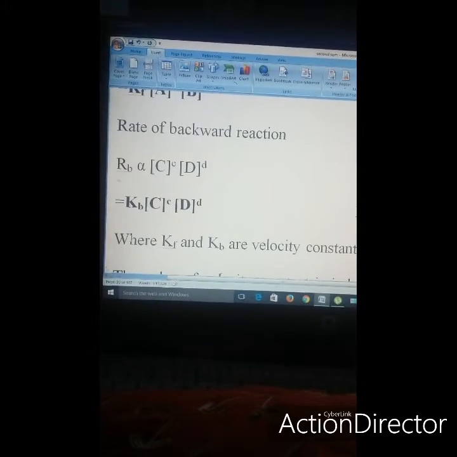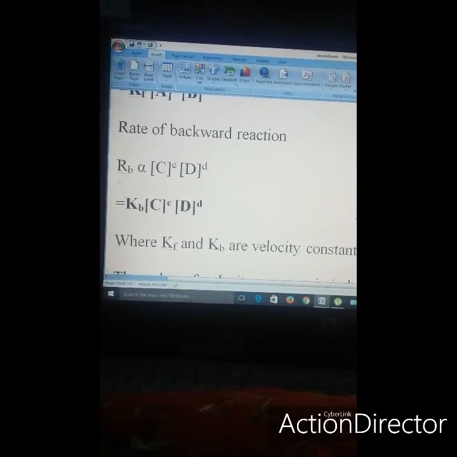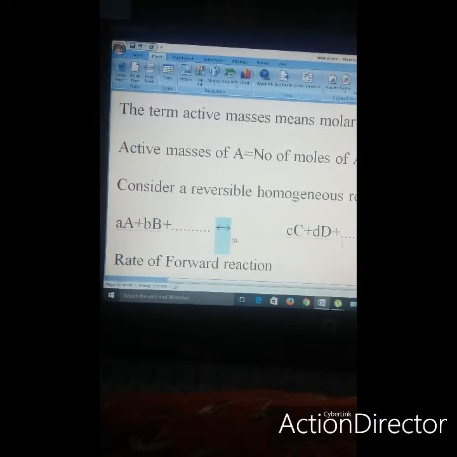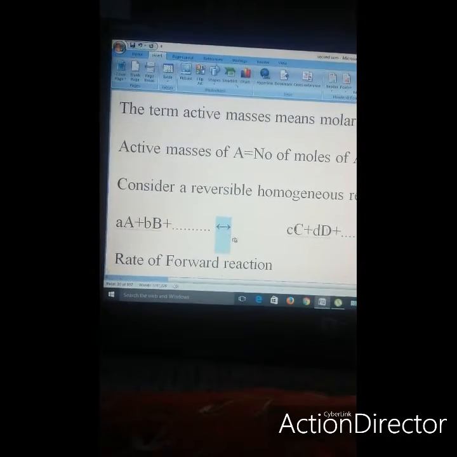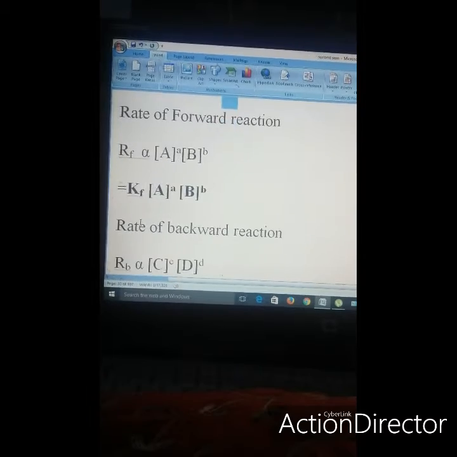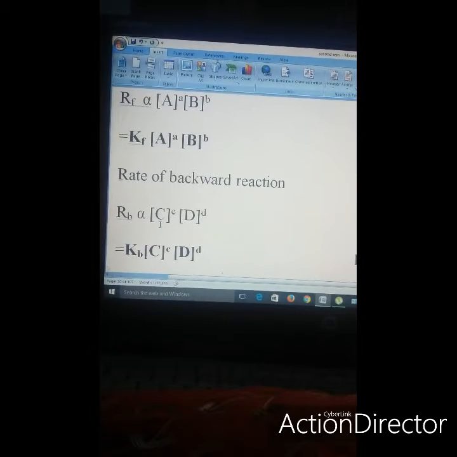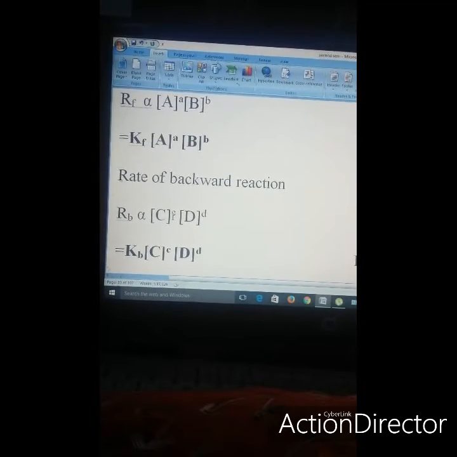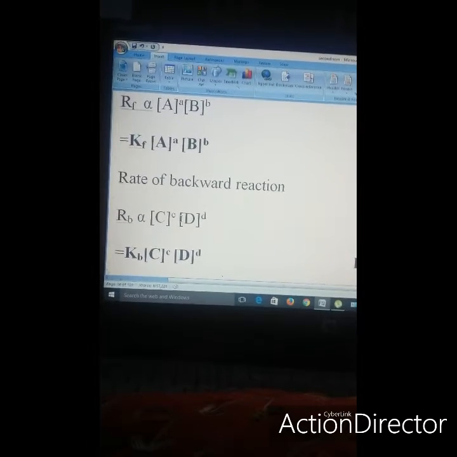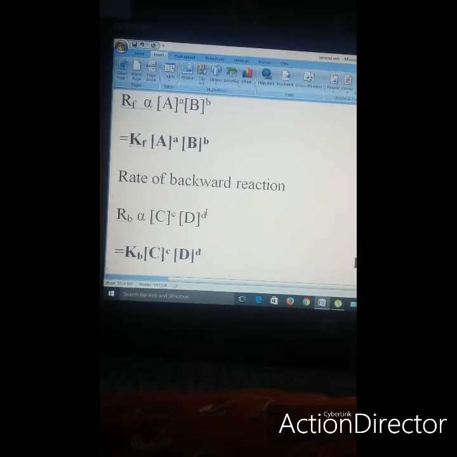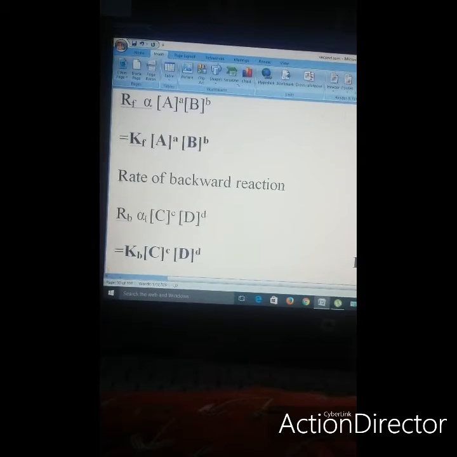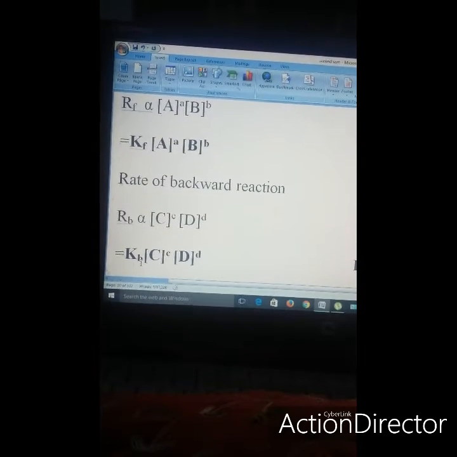Similarly, we will take the rate of backward reaction. For the backward reaction, C and D are the reacting species. So the rate of reaction will be the concentration of C raised to the power c, and D raised to the power d. The proportionality is replaced by Kb, the constant for the backward reaction.